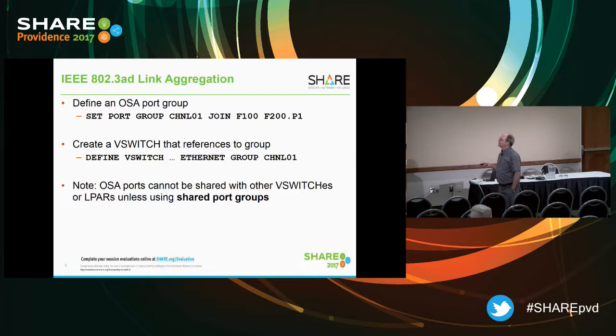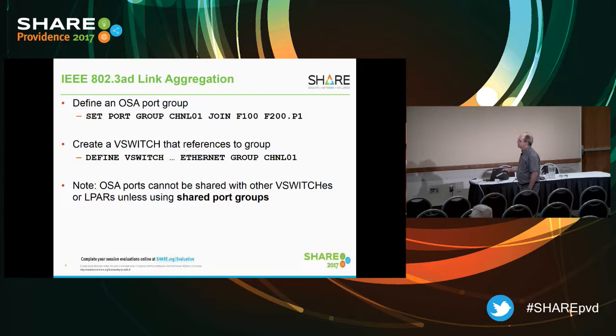And to show you how hard this is, you issue a command, set port group, you give it a name, and you tell it what OSAs you want. Now this syntax, you see this f200.p1, that's port 1. The default is port 0. For those OSAs that have multiple ports on the chipid, you can specify which one. So this effectively creates a port group called channel 1 and puts those 2 ports in it. When I define the vSwitch, instead of saying rdev and giving it the specific OSAs I wanted to use, I instead specify the group name. I'm done. That's all it takes to do it.